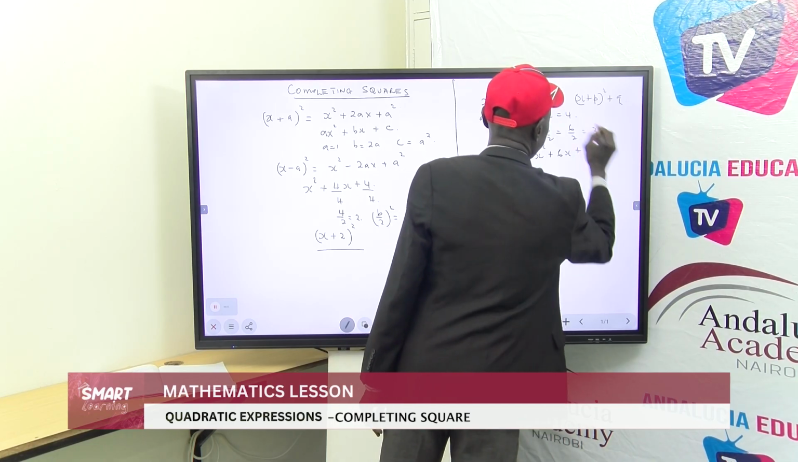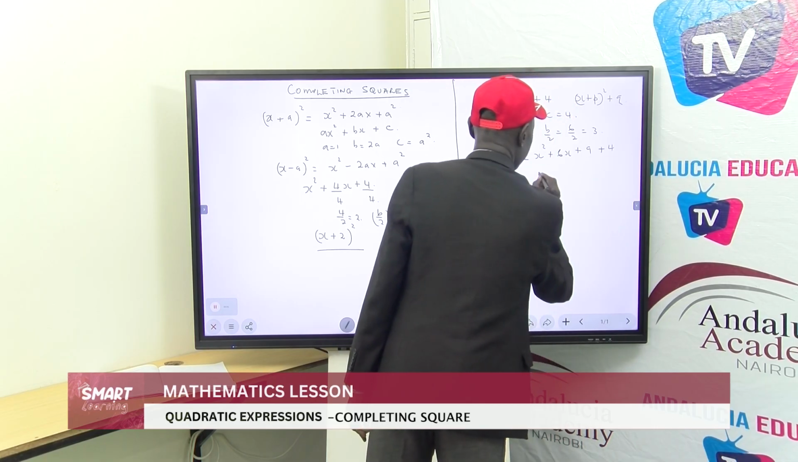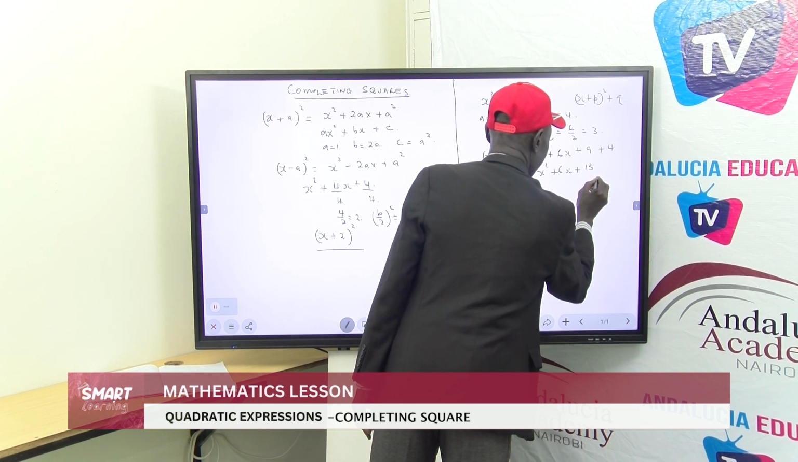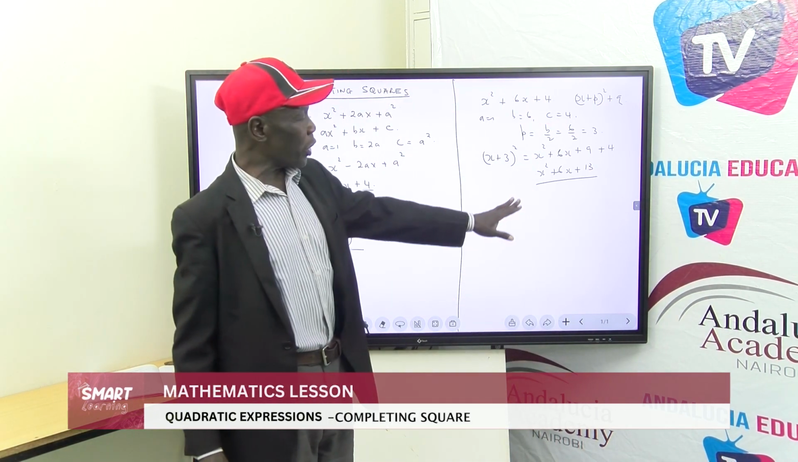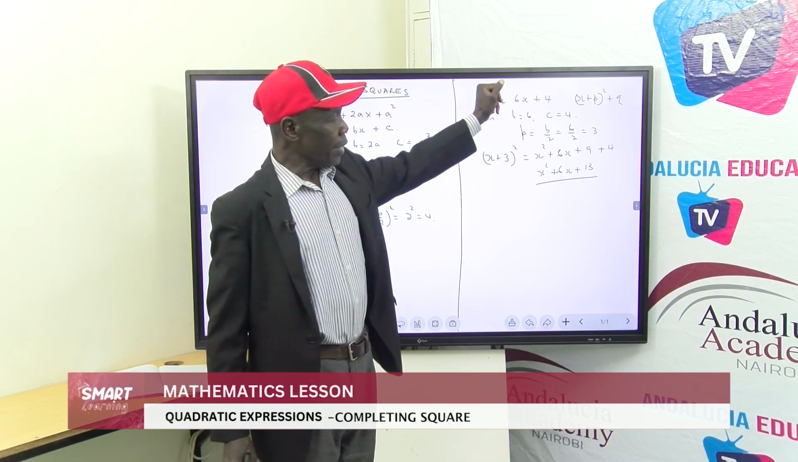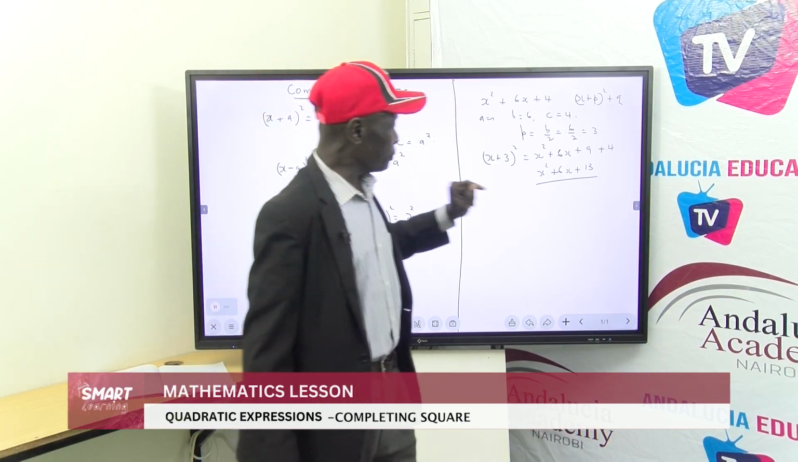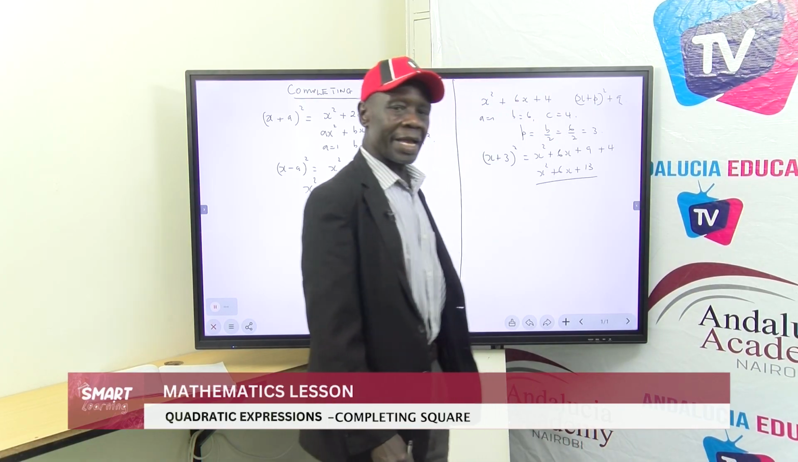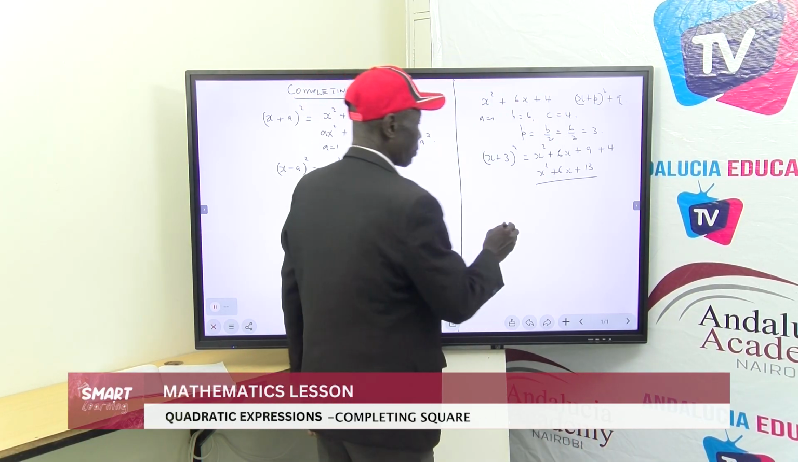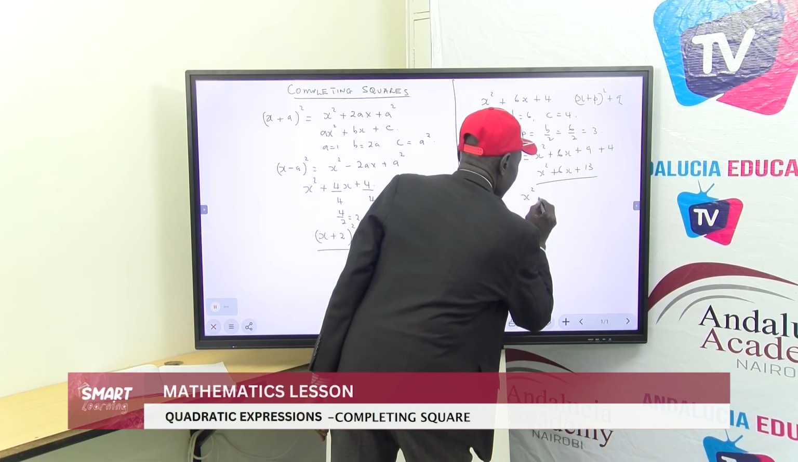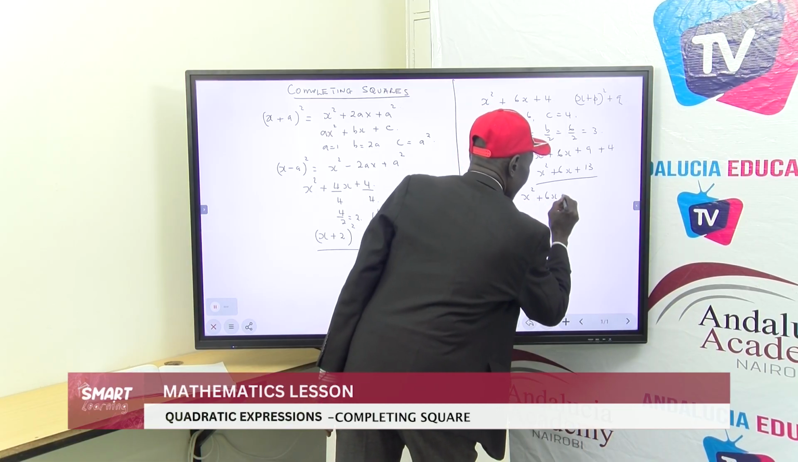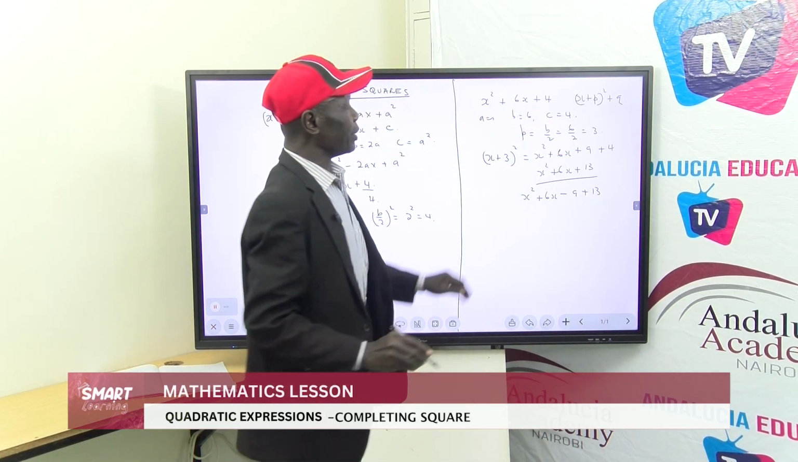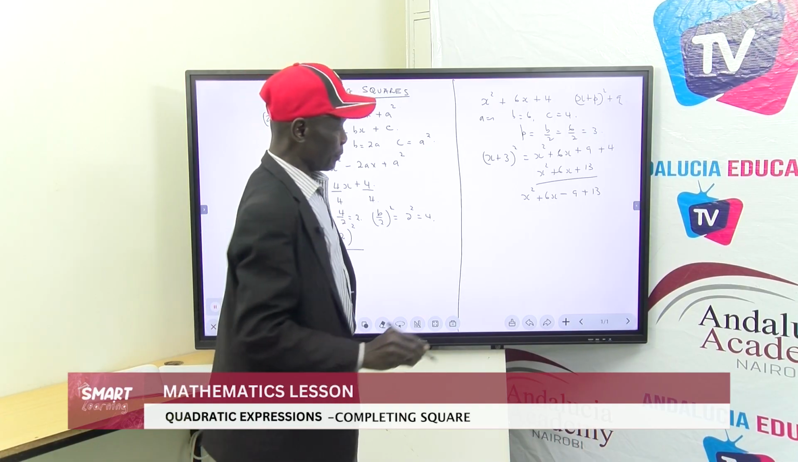And then if I bring my 4 here, I'll have x squared plus 6x plus 13. But this is not the same equation as the original one. Now, what should I do to 13 in order to get 4? I have to subtract. So I'm going to have x squared plus 6x plus 9, minus 9 plus 4, which will be exactly the same as our equation.